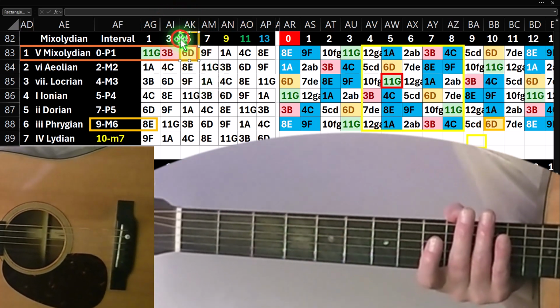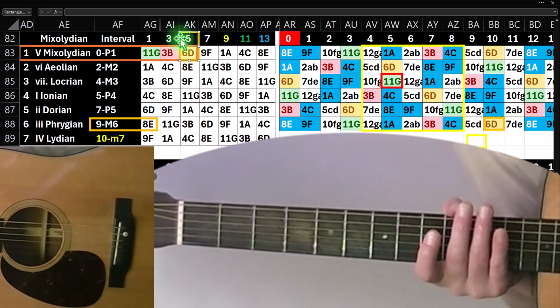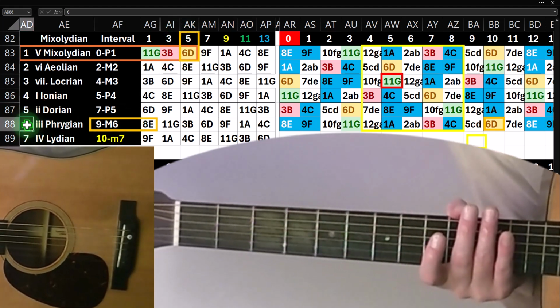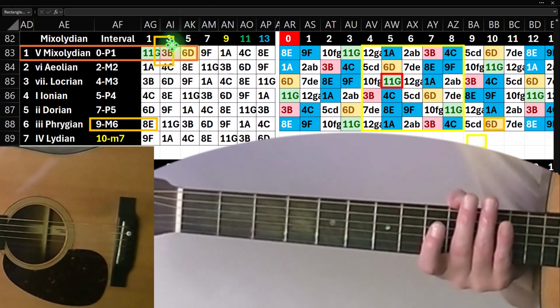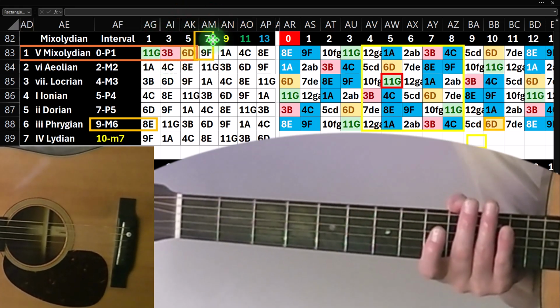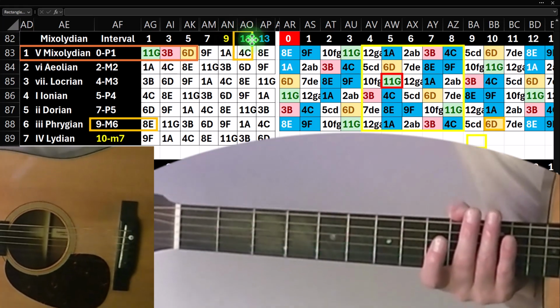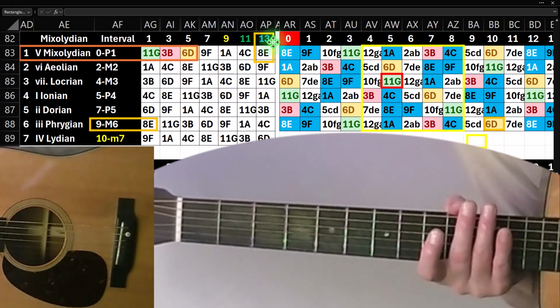Let's go to the next one. We're on a 9. So we know that this is the 6th over here. If I count this up, that's an even one. So we got the 1, 3, 5, 7. And then the 9 equals the 2. The 11 equals the 4. And the 13 equals the 6.